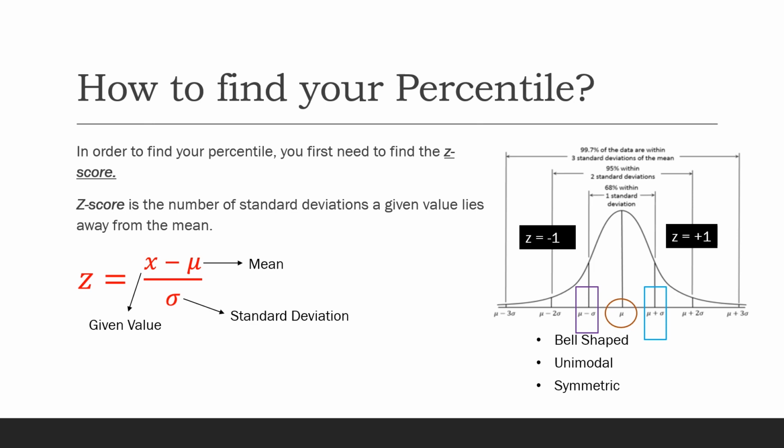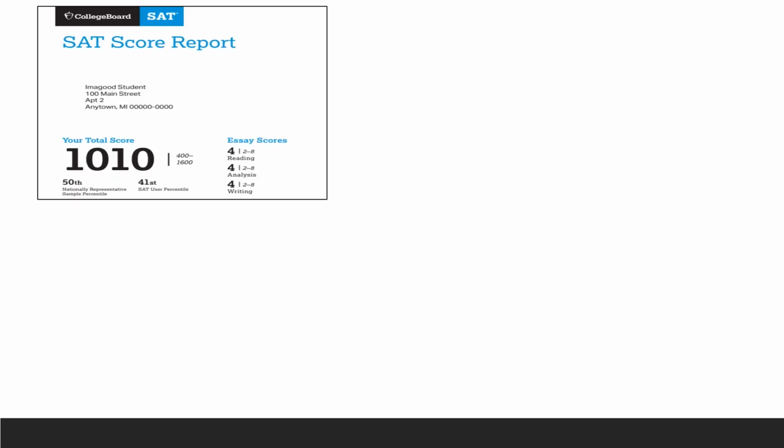This formula will become much clearer once we work with an example. The picture on the right shows you a sample SAT score report for a student. From this picture, we see that the student scored a 1010 out of 1600. So let's try and find the percentile for this score.